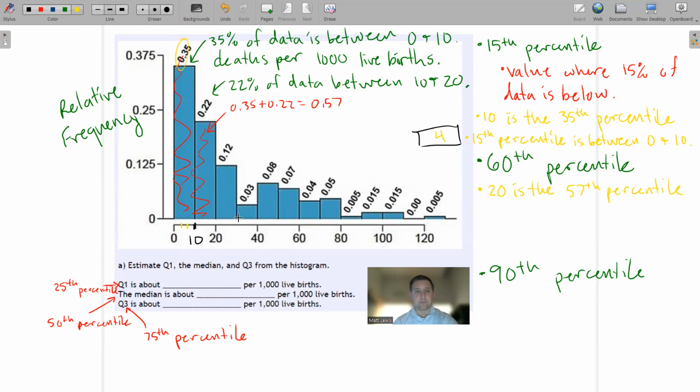At the same time, if I go up one more, if I go up to 30, which would be right here, then I can say 30 is the, okay, well, what is it? If I add one more here, then that's going to be the 0.57 from before plus the 0.12 right here, which is going to be 0.69. So 30 is the 69th percentile.